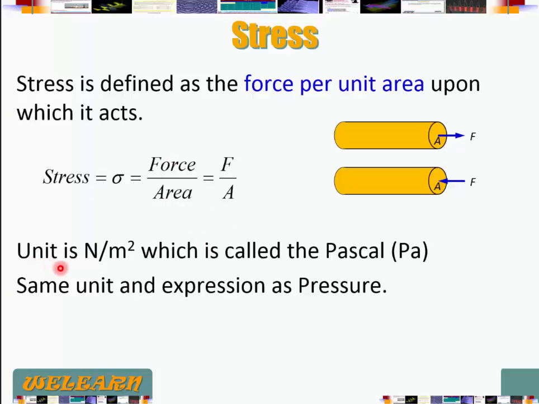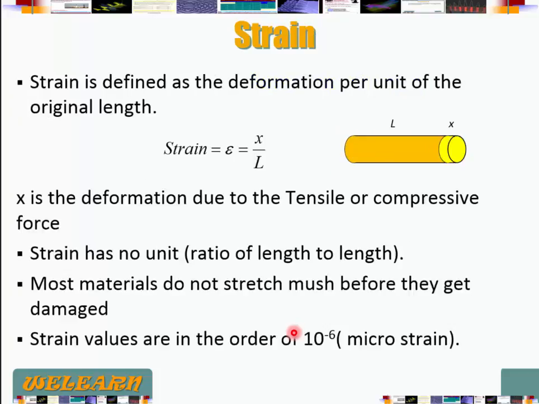The unit of stress is Newton over meter squared: Newton for the force, meter squared for the area. We call newtons per meter squared a Pascal. The symbol for it is capital P, a, Pa. Now, this is the same unit as what's used for pressure, and the expression actually is the same as the expression for pressure.